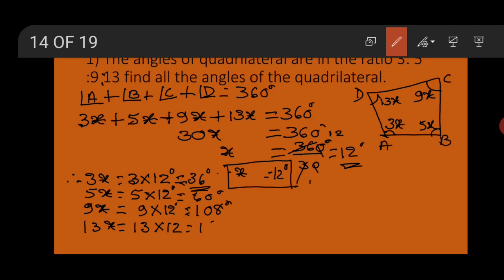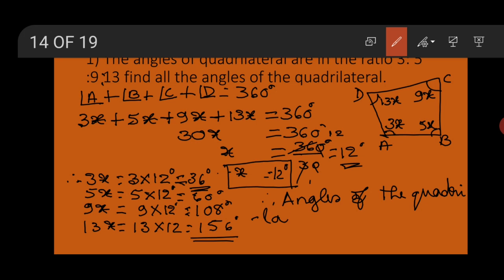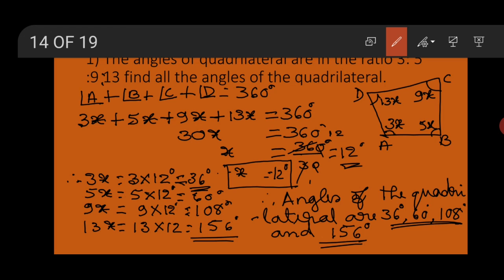It's equal to 156 degrees. Therefore, write down in a sentence: the angles of the quadrilateral are 36 degrees, 60 degrees, 108 degrees and 156 degrees. Verify the answer. How? If you add all the four angles, then you will get 360 degrees, right?